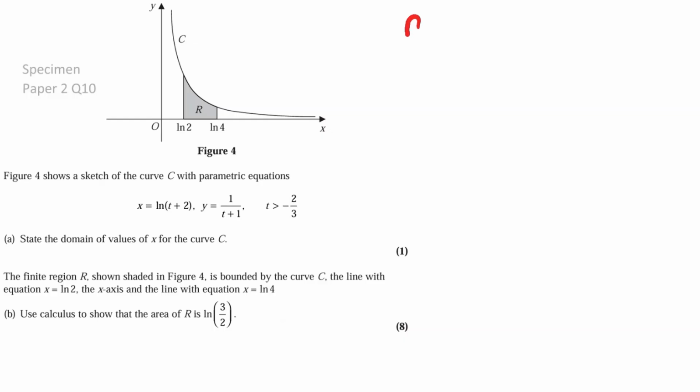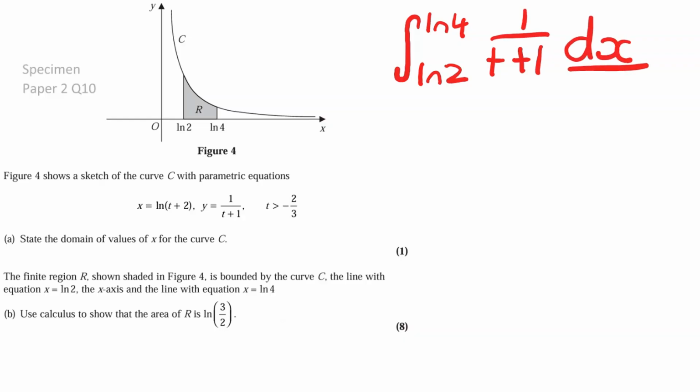So this is going to be the integral between, so the lower limit in terms of x is going to be this natural log of 2, and the upper limit is going to be this natural log of 4, and then y here is this 1 over t plus 1. Then at the moment we're integrating in terms of x. Now remember the two things that we need to do here. Firstly, we need to replace this dx for a dt, and secondly we need to rewrite these limits here in terms of t.